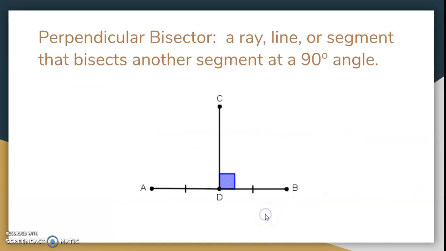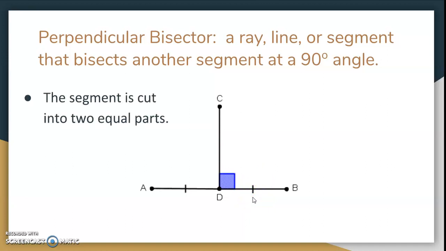We'll now look at our perpendicular bisector. A perpendicular bisector is any ray, line, or segment that bisects another segment at 90 degrees. In this situation, you can see that the perpendicular bisector is CD. Here's the 90 degrees, and here is where these two are equal.